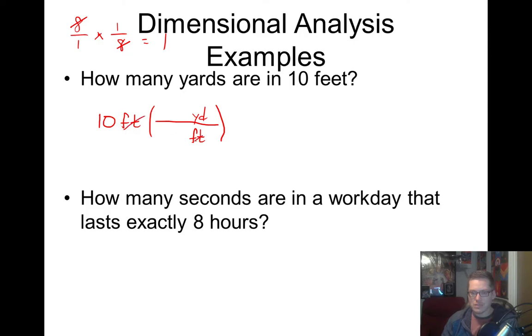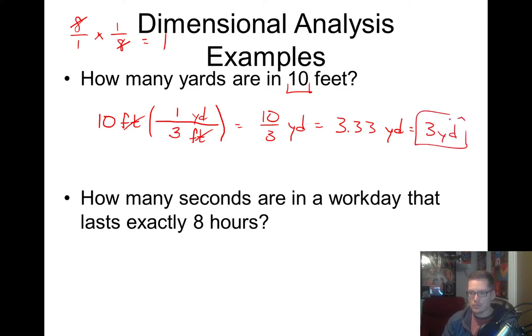So the feet will cancel. Well, how many feet are in each yard? For each yard, there's 3 feet. So it'd be 10 over 3 yards, which would be equal to 3.33 yards. And if we were thinking about sig figs, how many does this have? Well, this has 1 sig fig, so really the answer would be 3 yards.